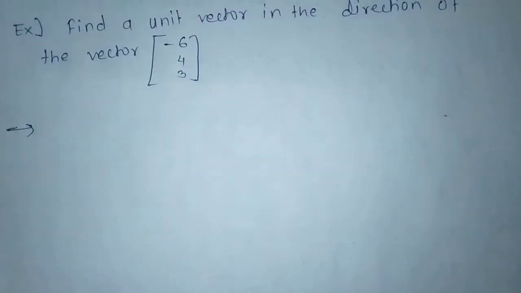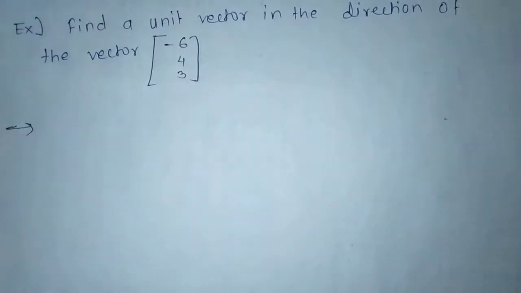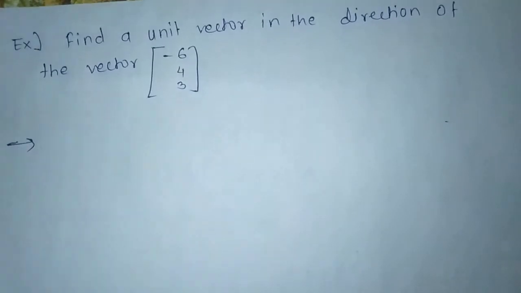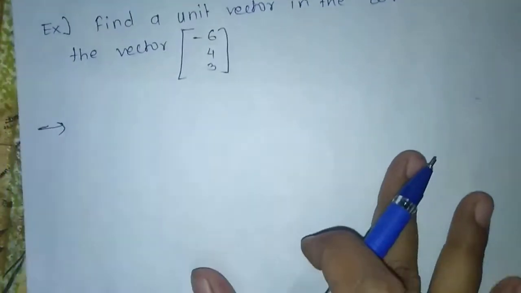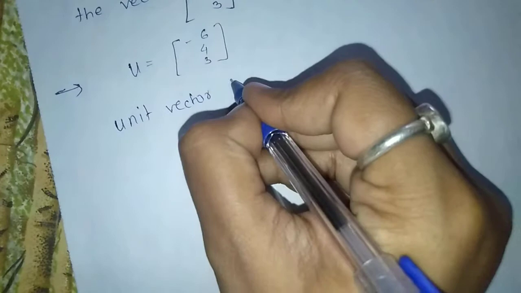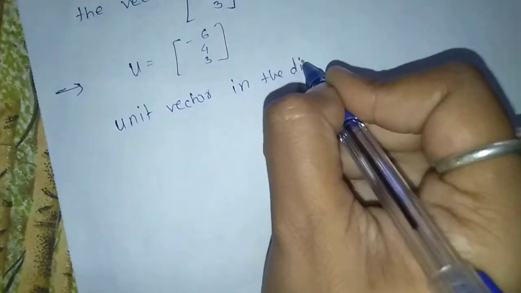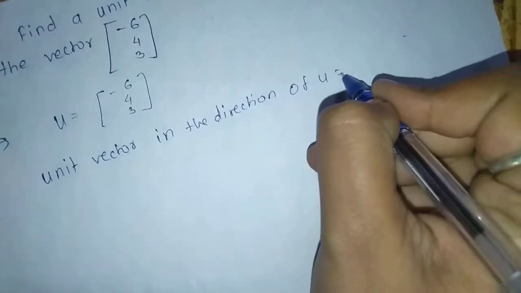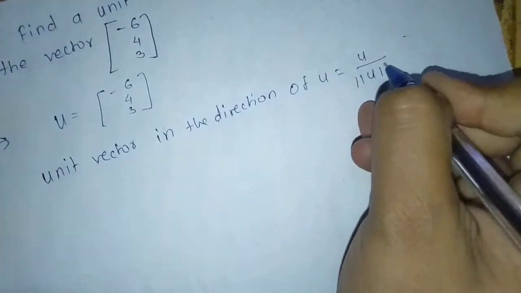Next example: find a unit vector in the direction of the vector (-6, 4, 3). So the unit vector formula: let u = (-6, 4, 3). The unit vector in the direction of u is equal to u upon norm u.